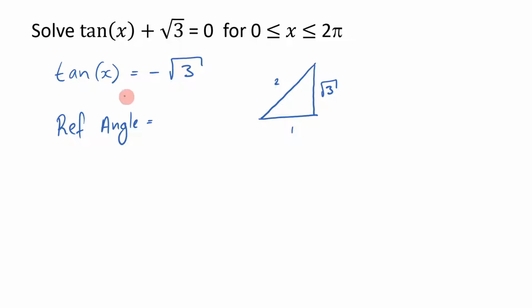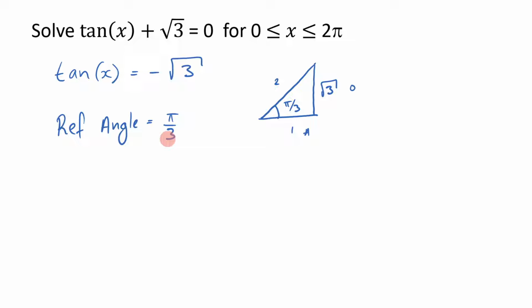Now, if I'm dealing with tan, that means I'm dealing with opposite over adjacent, and I need to end up just with the square root of 3. Remember, we're just ignoring the negative for the time being. That means I must be dealing with pi on 3, because opposite over adjacent would give me the square root of 3 on 1, which is the square root of 3. So my reference angle is pi on 3.